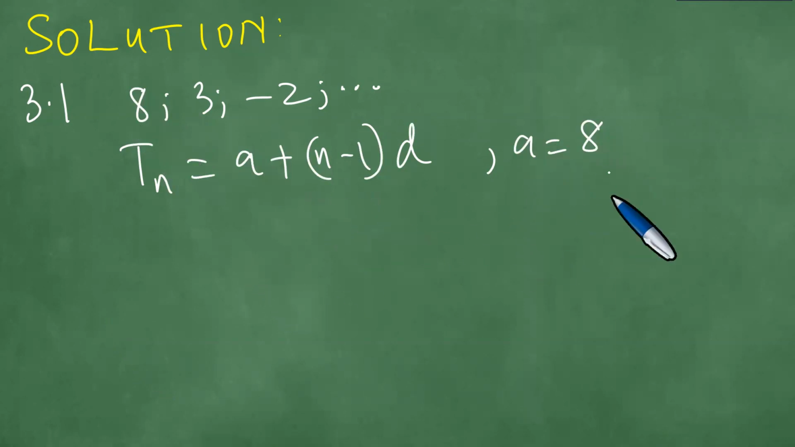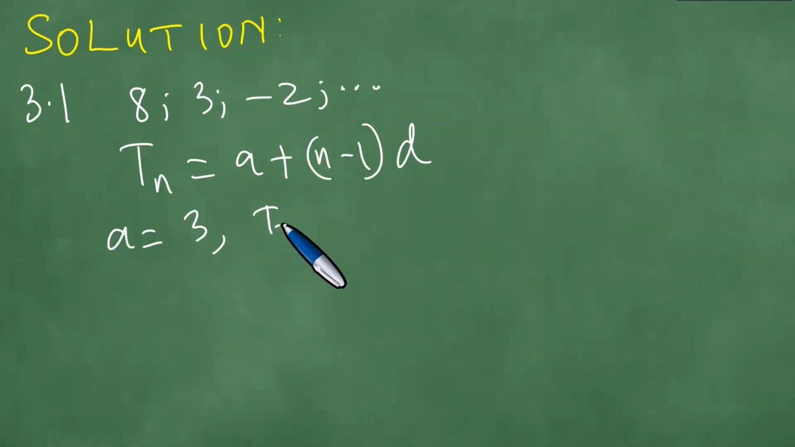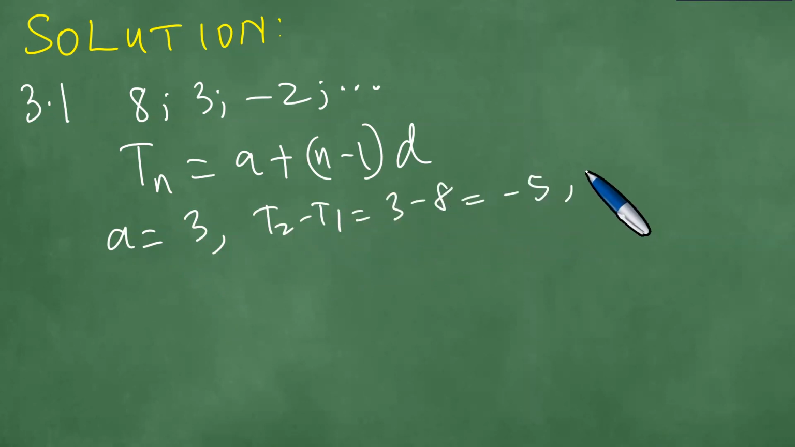Now you must check T2 minus T1. What is T2 minus T1? T2 is 3, minus 8. Okay, well done. We need to test if the sequence is arithmetic or not. So A is 8, then we do T2 minus T1. 3 minus 8 is minus 5.